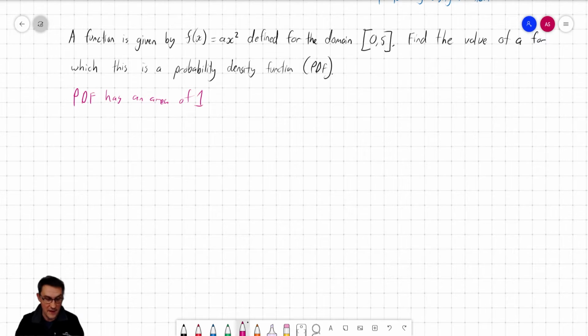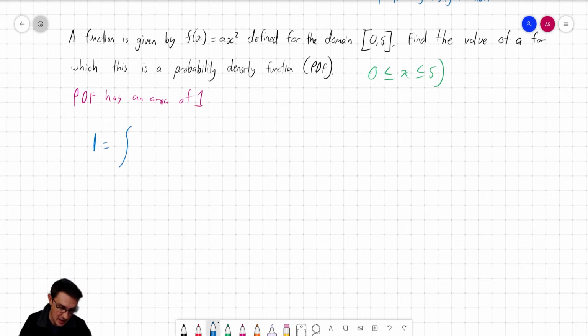Based on that, I'm going to have 1 is equal to the integral. Now we're told the domain here. This domain, 0 and 5, is telling us that x is somewhere between 0 and 5. So we just have to remember this region, because that's what I'm integrating between. And what I'm going to integrate is ax squared dx.